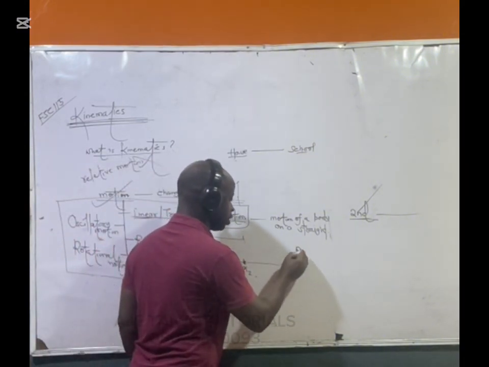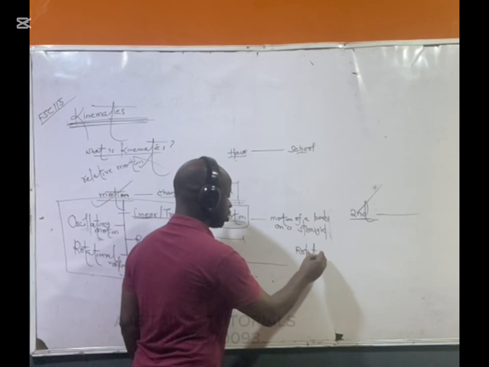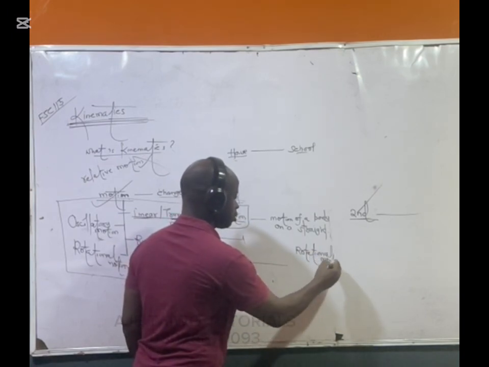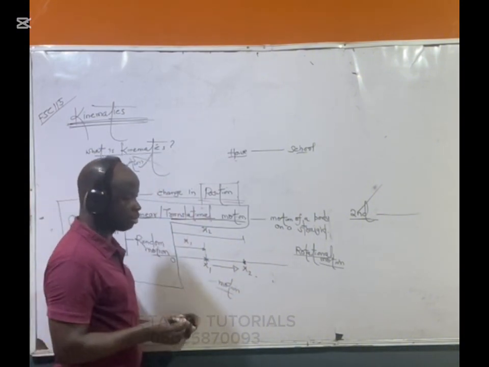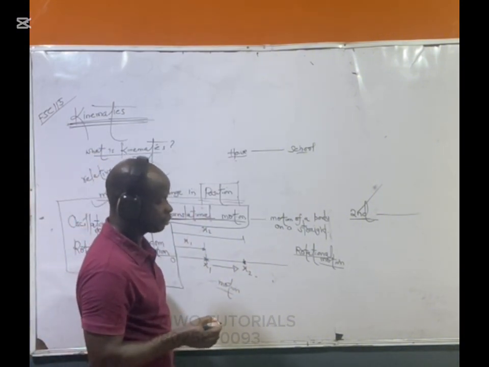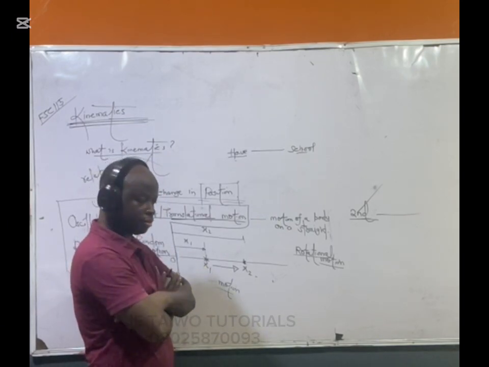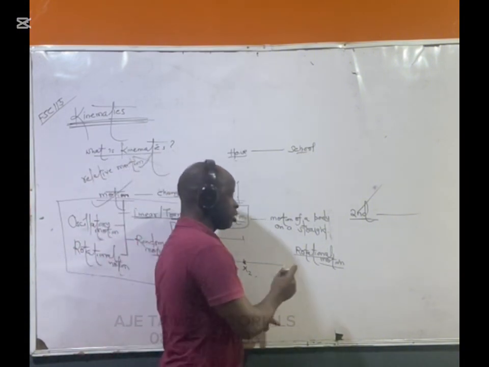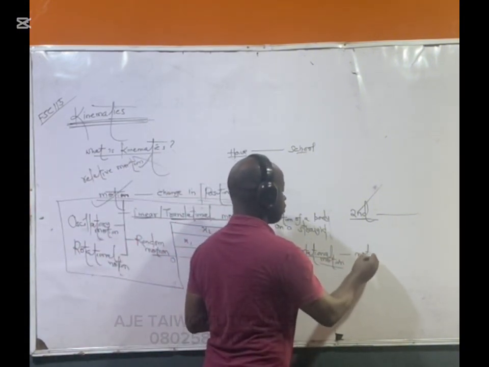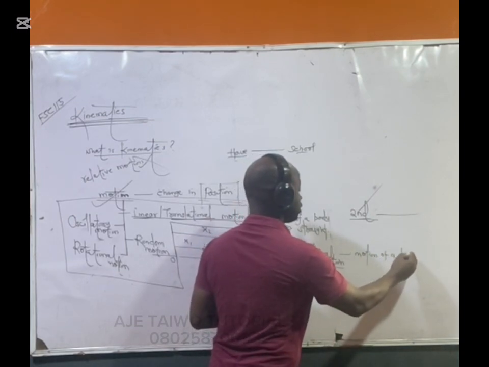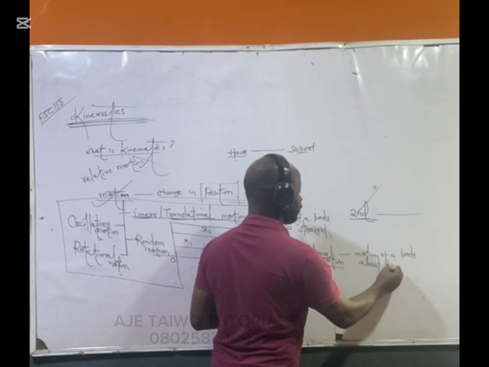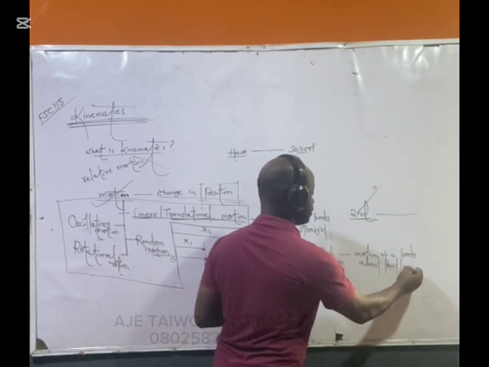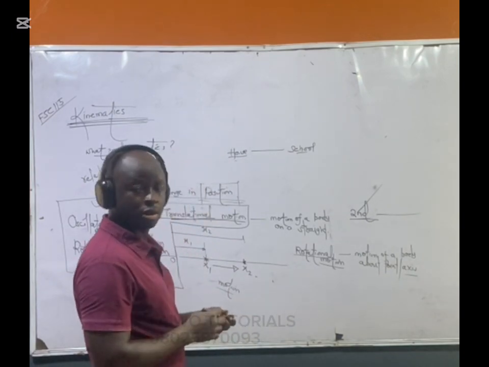Who can tell me what is rotational motion? Anybody? What is rotational motion? Motion about a fixed point. Good. It's a motion of a body about a fixed point, or a fixed axis. Who can give me an example of rotational motion?